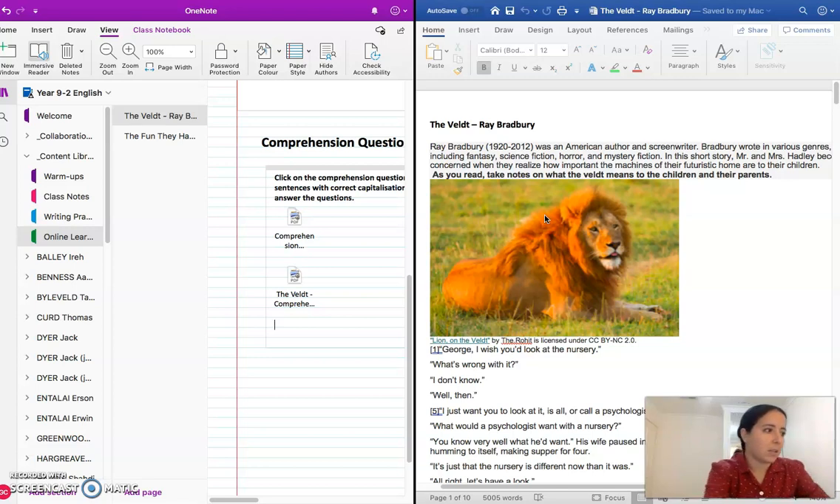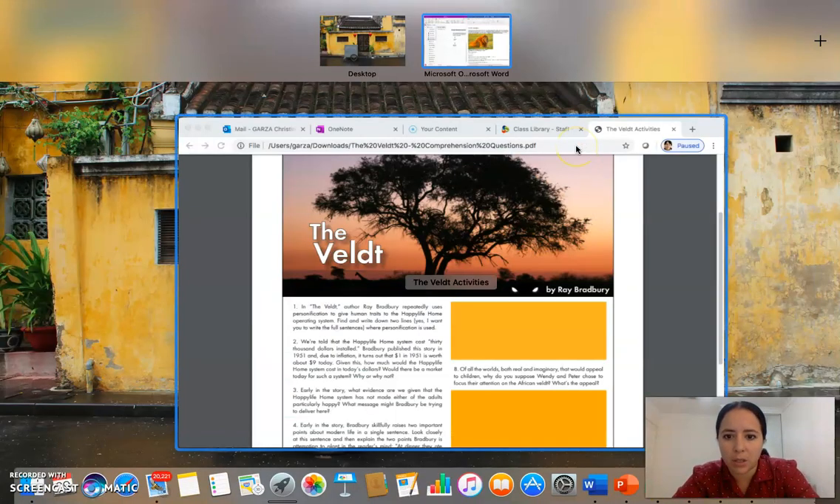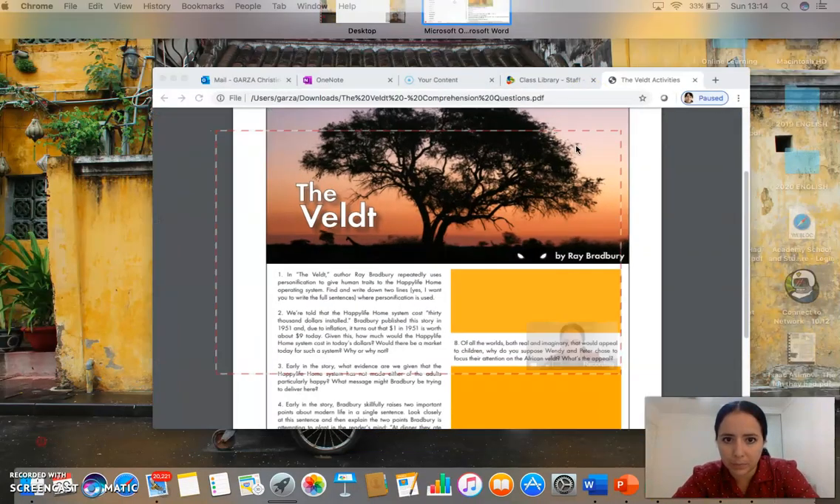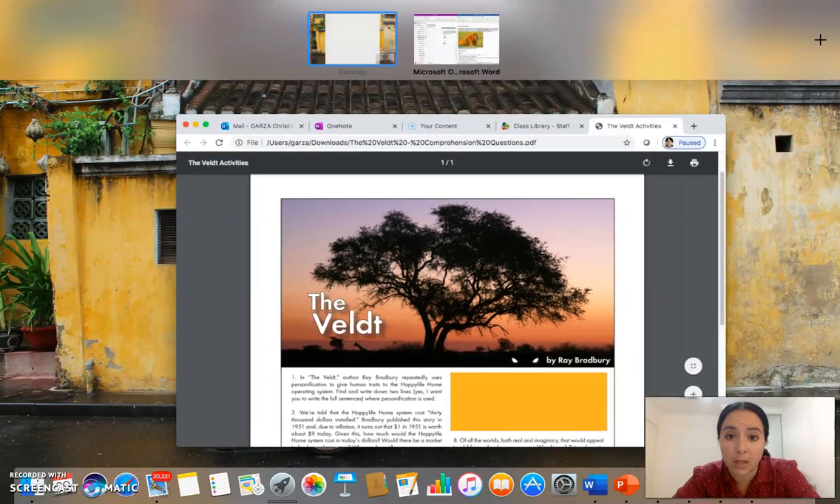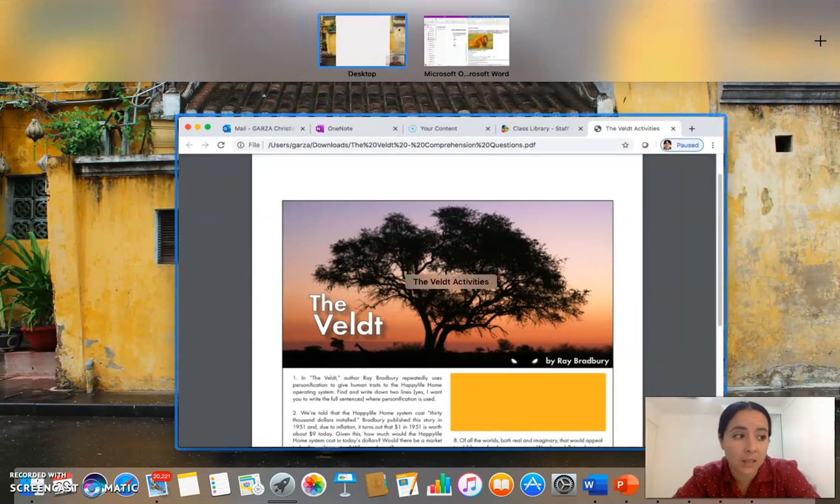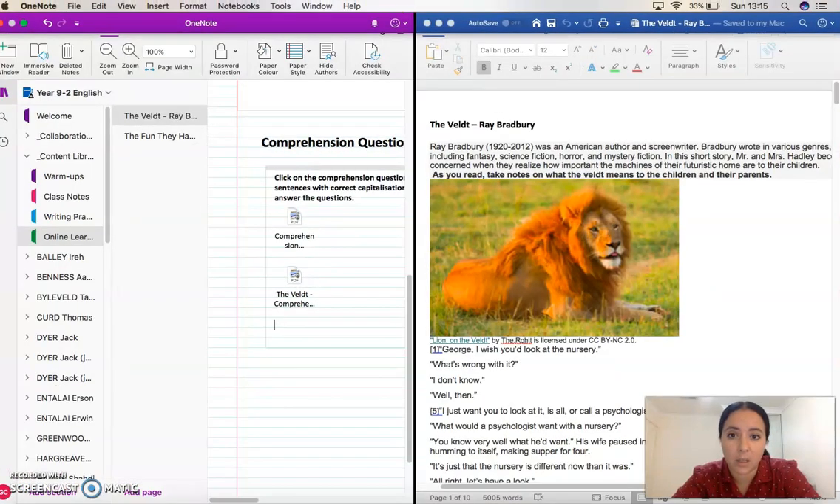Okay, so let's go to the first question. First question being, in the Veldt, author Ray Bradbury repeatedly uses personification to give human traits to the Happy Life home operating system. Write down 2 lines of when personification is used. So if you looked in the hints, I said to look in paragraphs 7 and 145.